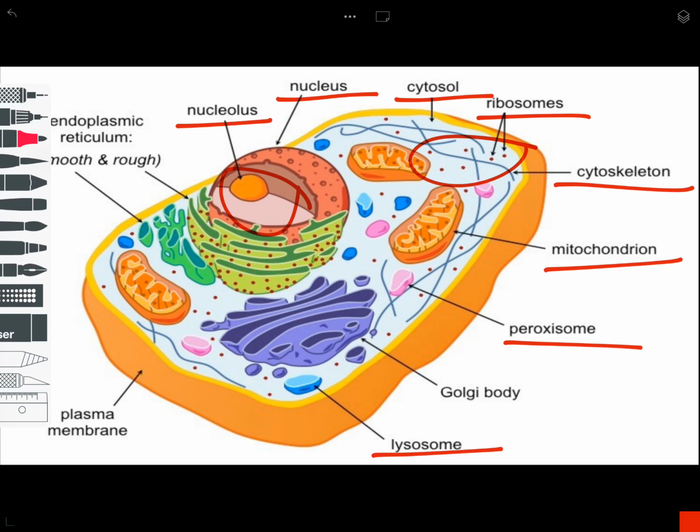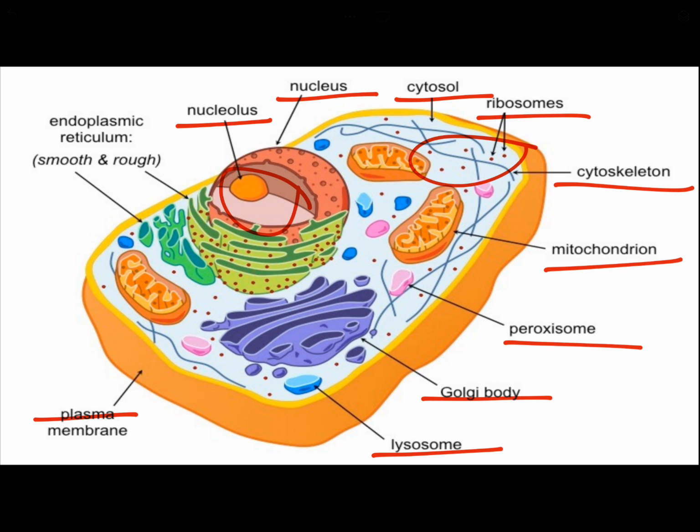Mitochondria is a membrane-bound organelle, so you know this is a eukaryote cell because it has membrane-bound organelles. They also have a Golgi body, a plasma membrane to allow molecules to diffuse in and out of the cell, and they have an endoplasmic reticulum.